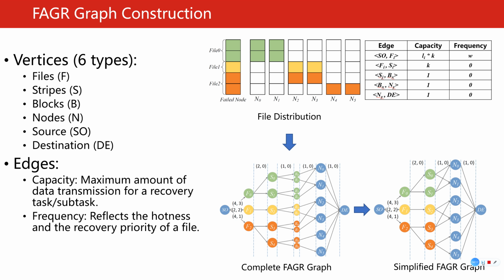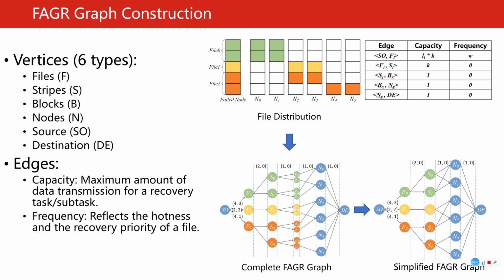Then let's turn to the construction of the FAGR graph. There are 6 types of vertices: files, stripes, blocks, nodes, and 2 special vertices, source and destination. Typically, a file in an RS(K,R)-coded system is divided into several stripes, and each stripe consists of K plus R blocks. To reflect relationships among different vertices, we use edges to represent the mappings and distributions among these vertices. There are 2 properties of edges.